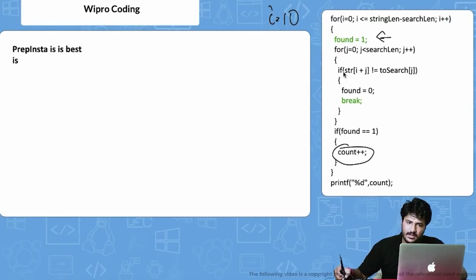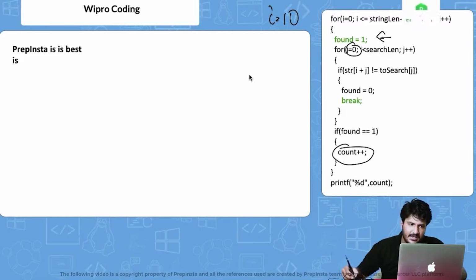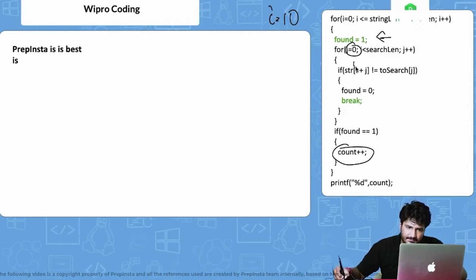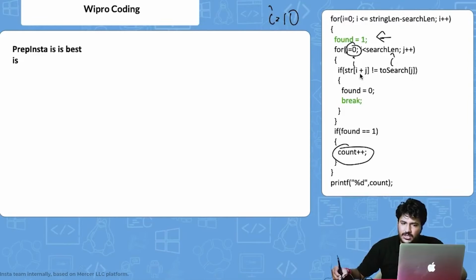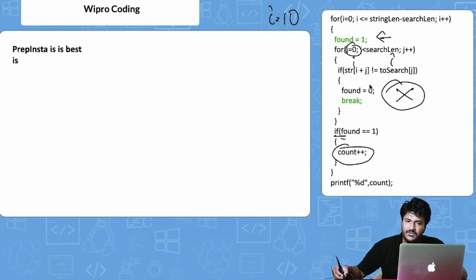Now we go here. Now what it is saying: if str of i plus j, where j currently is 0, i plus j is 10, which is basically equal to i, right? Now it is not equal to str of j, which is basically i again, right? So obviously it is not equal, so this condition is not getting satisfied. This is not implemented. Obviously now what will happen? This j plus plus will get implemented, right?